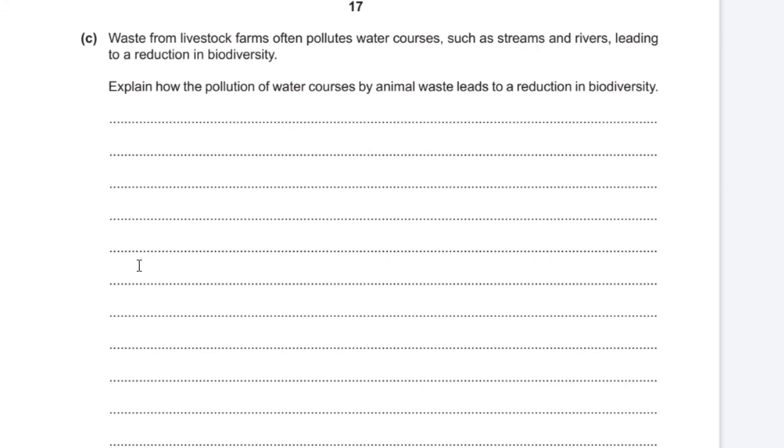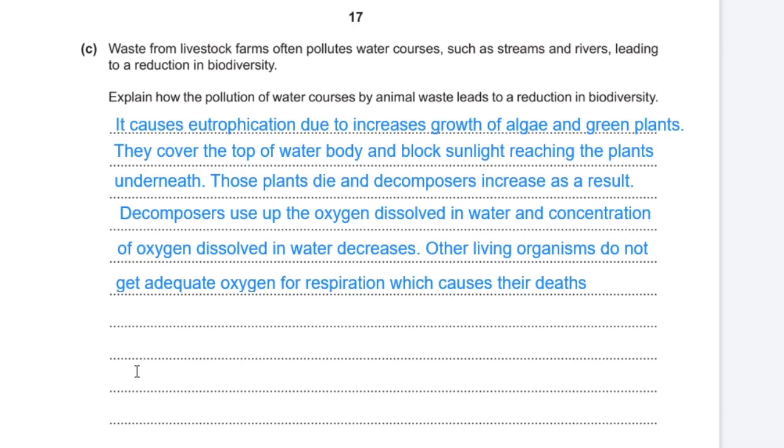so much so that these will cover the top of the water, and this prevents sunlight reaching the plants that are present underneath, and those plants are going to die. Decomposers like bacteria are going to increase as a result and use up any remaining oxygen which is dissolved in the water. As this will decrease the concentration of oxygen in the water, other living organisms will die because they will not be able to get an adequate amount of oxygen for aerobic respiration. As different kinds of organisms are lost by their death, the biodiversity will reduce.